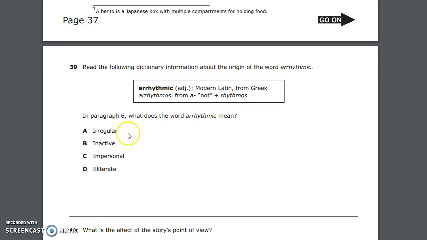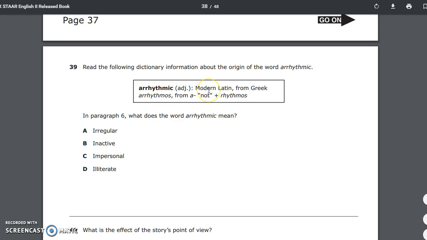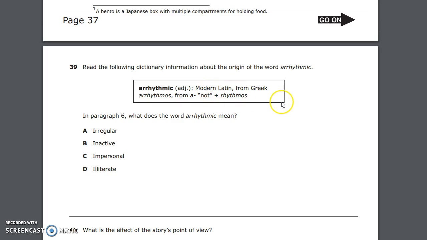Okay, maybe right here. Irregular, inactive, impersonal, illiterate. Well, right now, in this question, I already have the dictionary information. So in this one, I might not have to use a dictionary. I might want to just use the definition that they've given me in the question. So make sure we're looking for the differences in those types of questions where we need to use a dictionary.